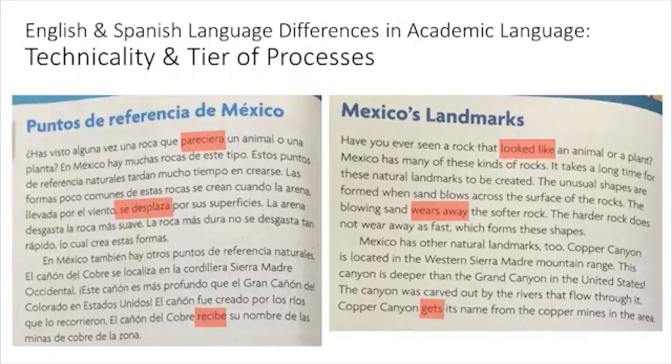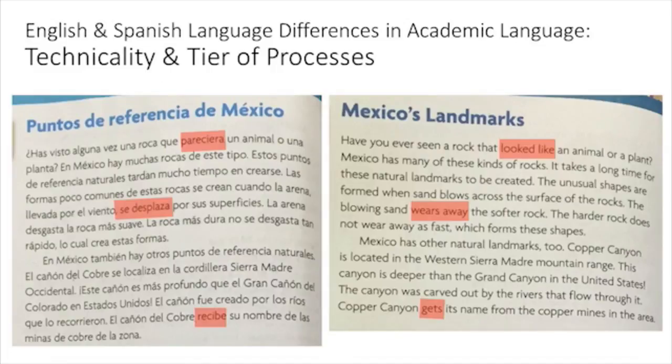So what we're finding is that in the Spanish text, processes or verbs tend to be more technical when compared to their English pair, and represent a higher tier of vocabulary. We see this also in, for example, "the blowing sand wears away the softer rock." The translation is se desplaza. So se desplaza has a cognate in English too, which is to displace itself, to displace being higher tier than wears away. And again, with the last example, "The Copper Canyon gets its name." In the Spanish example, recibe, the cognate would be receive, which would be a higher tier than get.